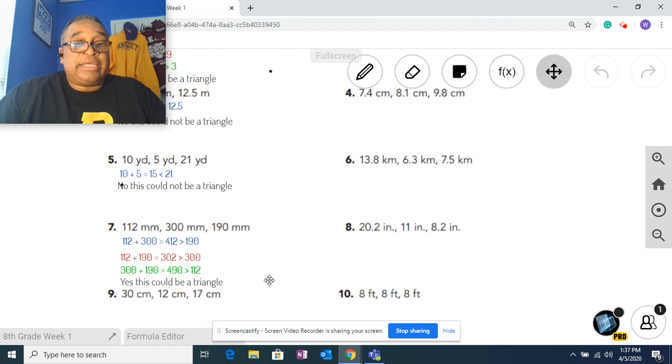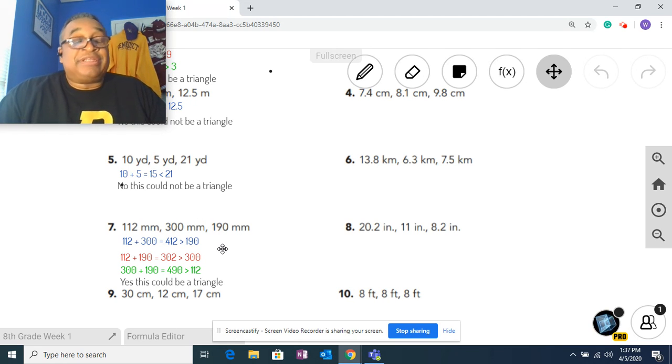Let's try another one here. Look at number 5 here. Okay, easy one. 10 plus 5 is equal to 15. That's less than 21. That's less than our third side. So no, this could not be a triangle.